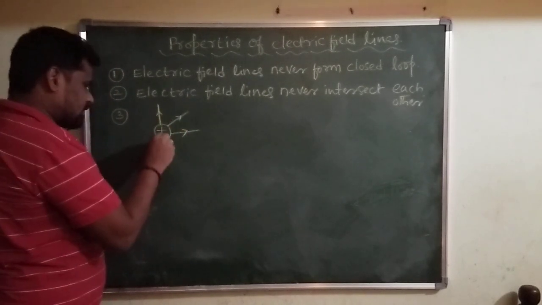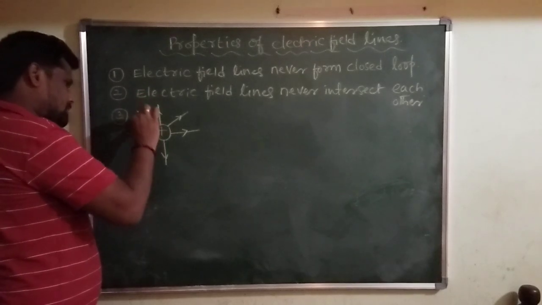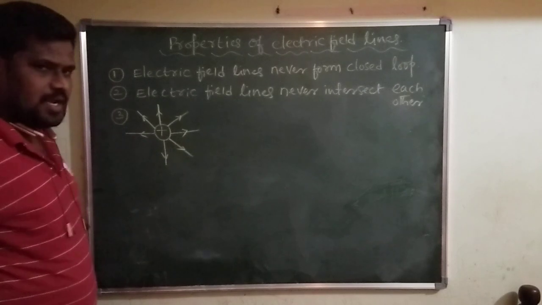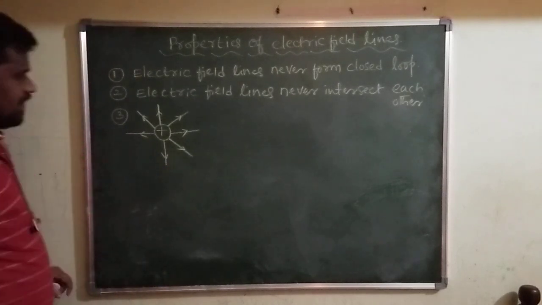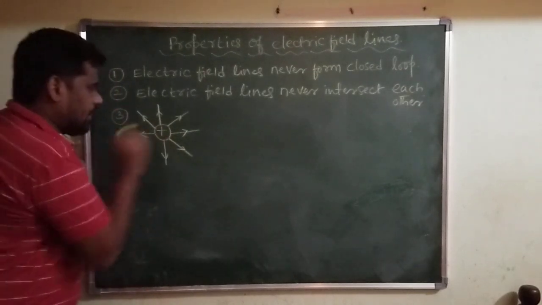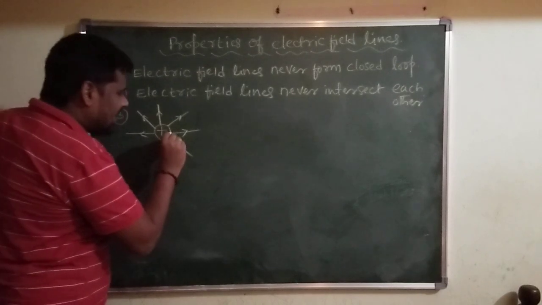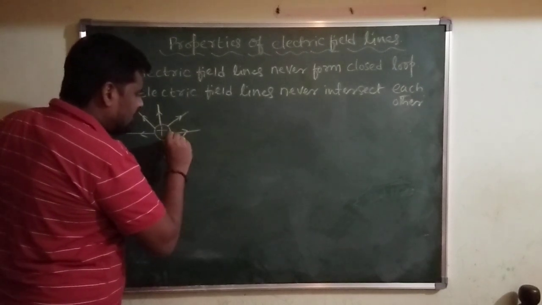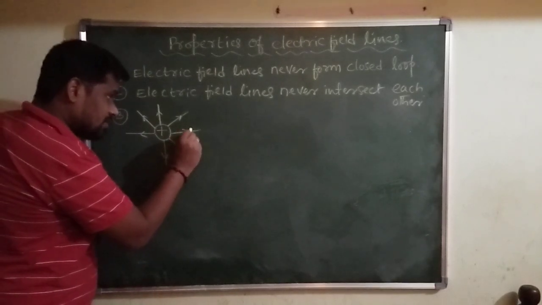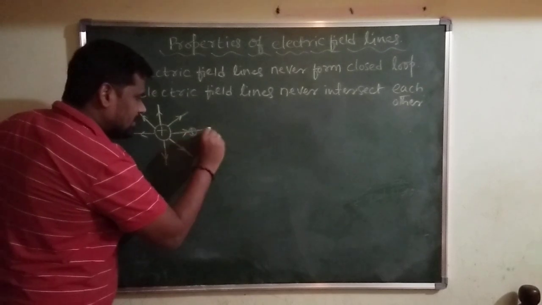Electric field lines for a single positive charge. Here the electric field lines appear to be straight lines. If I ask, what is the direction of the electric field at this point produced by this charge? What is your answer? This line itself indicates the direction of the electric field.